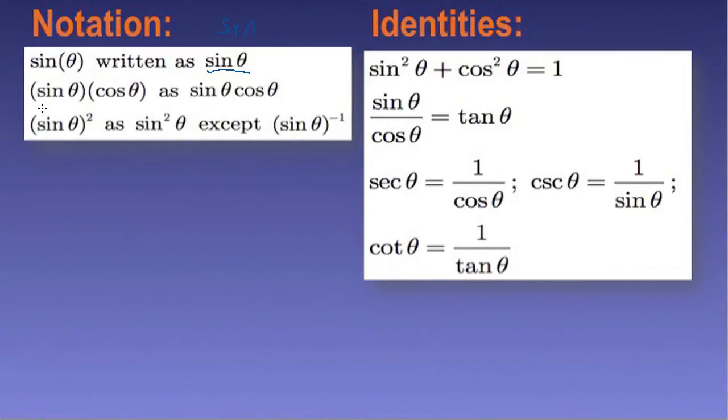The second is that when you need to multiply trigonometric functions, normally the parentheses are dropped. Sine theta cosine theta means take the angle, plug it into the sine function, take that same angle, plug it into the cosine function, and multiply those two results.